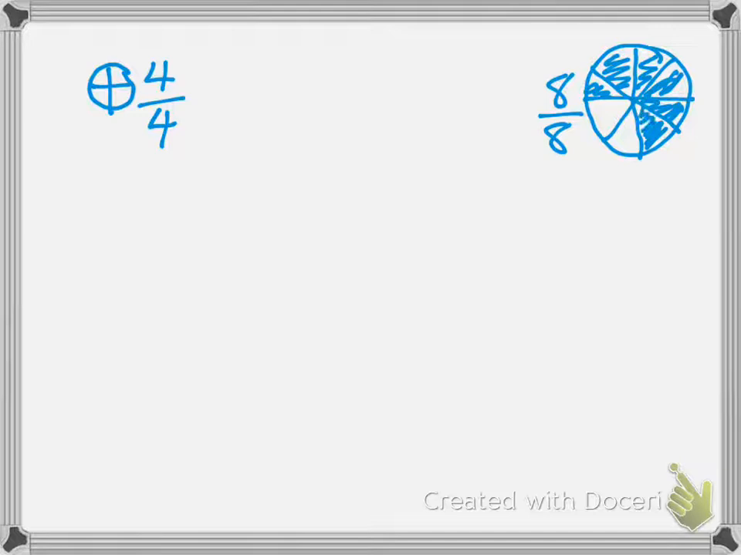Okay, can you repeat that after me? 4 quarters or 4 fourths and 8 eighths. Make sure you say the TH sound on the end. Okay, so here we go. I have a question for you. 4 fourths is the same as 1. It's the same as 1 whole cookie. And 8 eighths is 1 whole pizza.